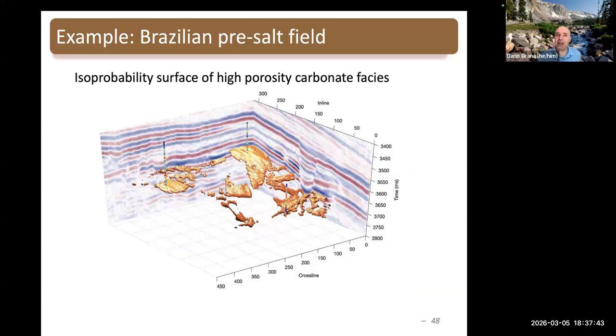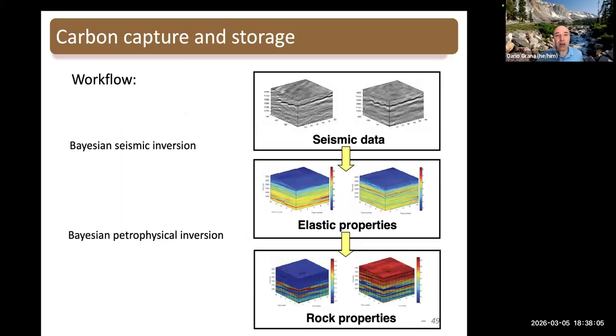So here, this is a similar inversion. This is the work by Leandro de Figueiredo. This is an isoprobability surface of high porosity, but this is a carbonate field. So this is probably the reason why you can see a little bit more segmentation. Maybe in this case, the target of porosity was a little bit too high, so the isoprobability doesn't look as continuous as in the previous case.